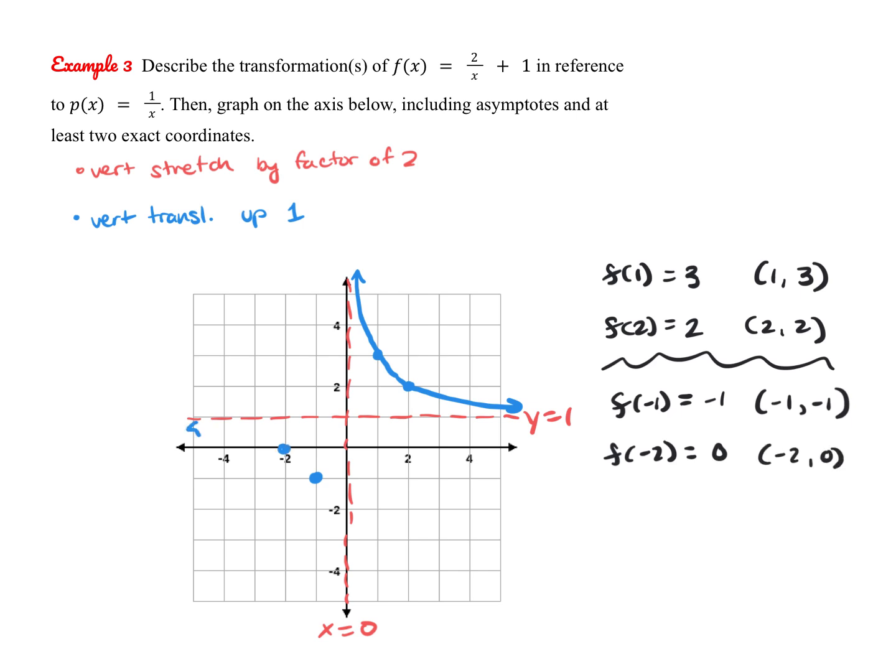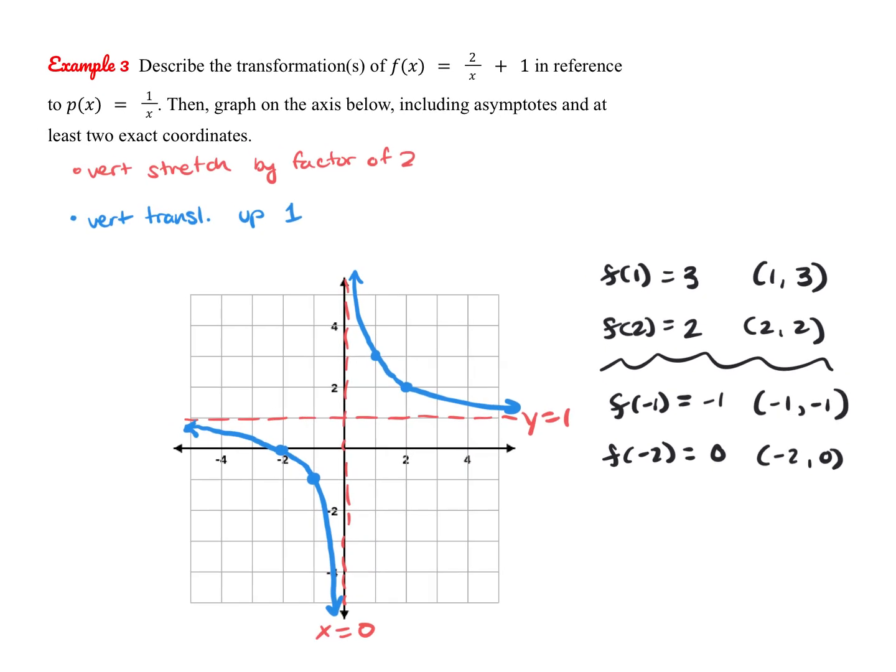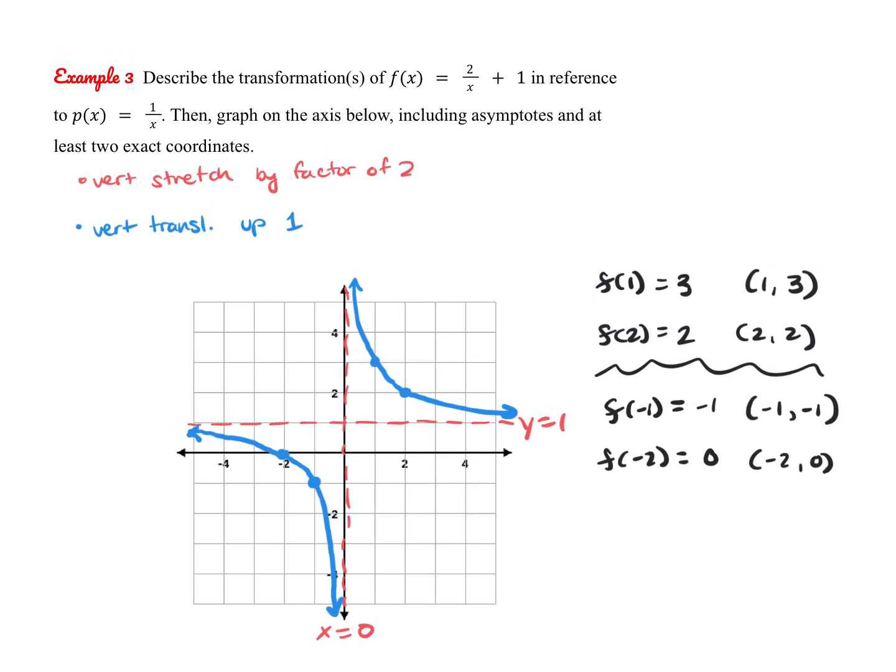Again, I'm just going to go through my coordinates and travel along the asymptotes to make the general shape of our graph. And even though we only have a couple exact coordinates, this is still a pretty accurate graph. So it doesn't take much for us to get there. And again, when you're plugging in points, pick nice numbers. Look at what you have going on in your function and be strategic with the x values that you choose to plug in.